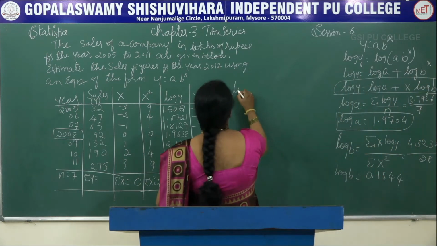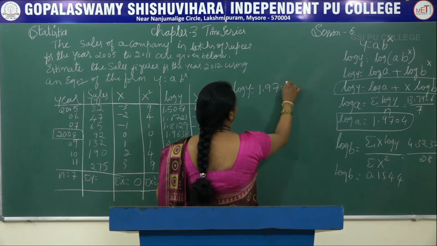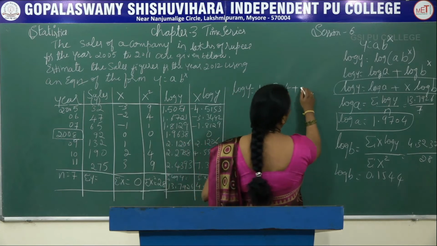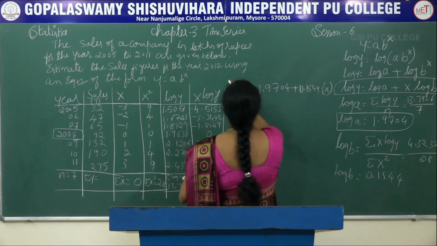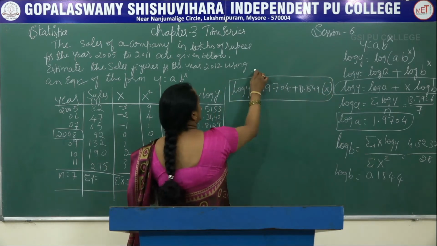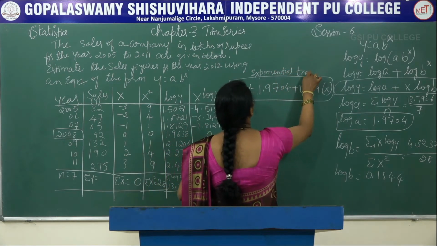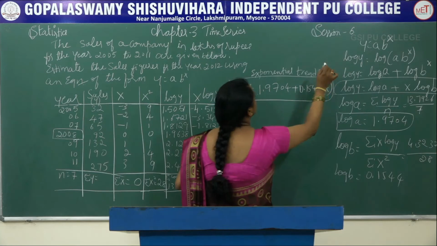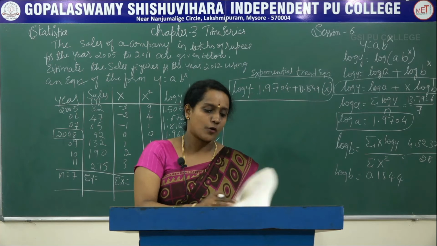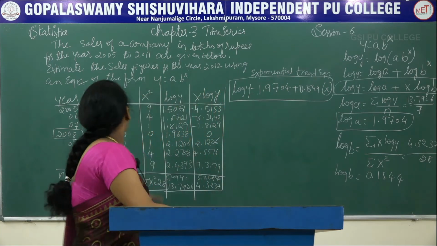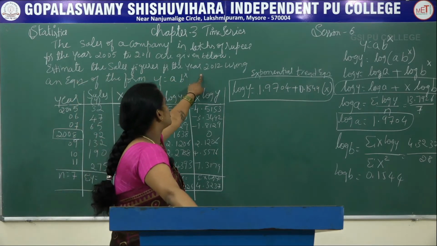So log y is equal to log A, which is 1.9704, plus 0.1544 into x. This is the exponential trend equation after substituting the log A and log B values. And here we have to estimate the sales figure for 2012.